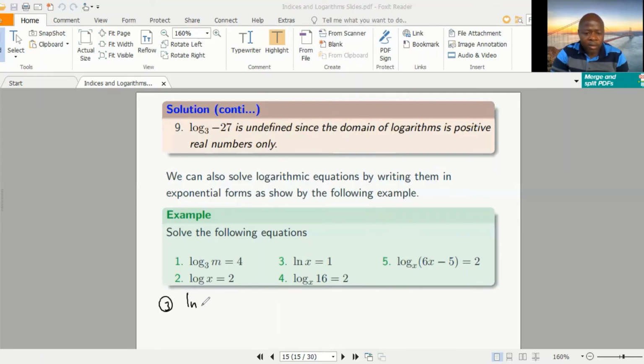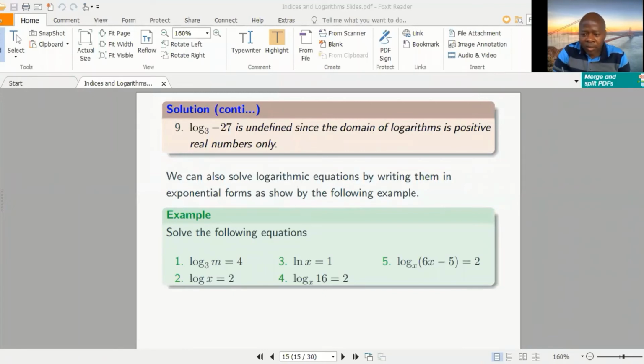What about question 3? Question 3 is ln of x is 1. But what is this? This one we said we can write as log of x to base e. Log of x to base e is 1. So that means that x, writing in index form, will be e raised to 1. So just use your calculator and see what you get. What is e raised to 1?